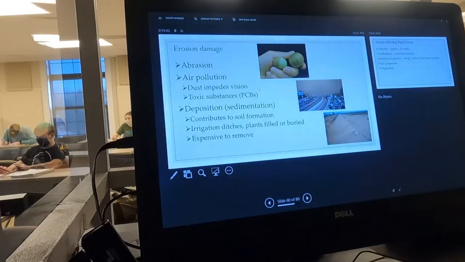And then finally, deposition. I am from the coast of Mississippi, and so every once in a while they will have to come by and clean the roads because the sand blows onto the highway and that can cause problems too. So every once in a while they'll have to come by and kind of scrape that off, much like they do the snow in Tennessee. And that can be expensive to remove.